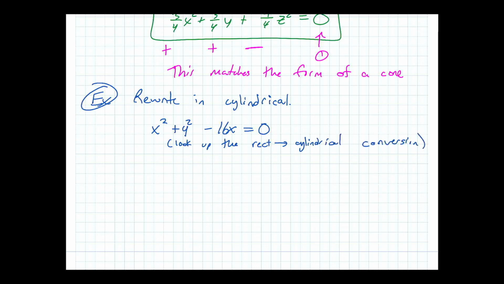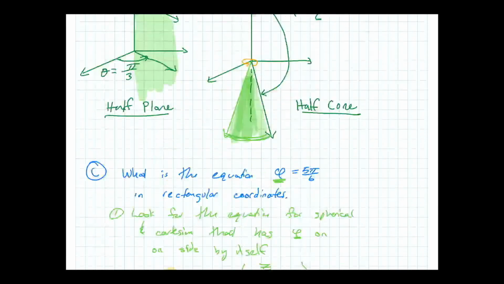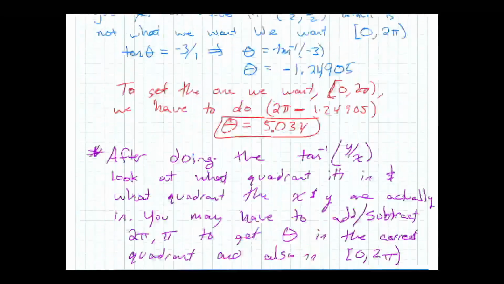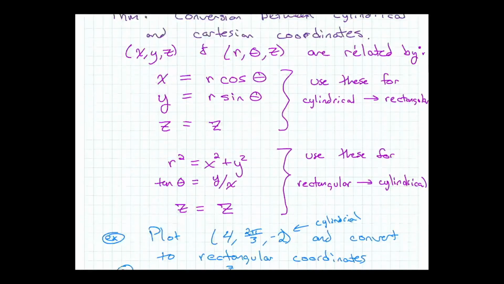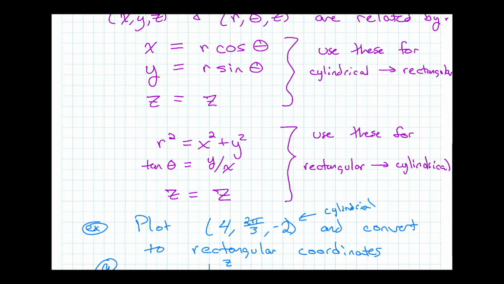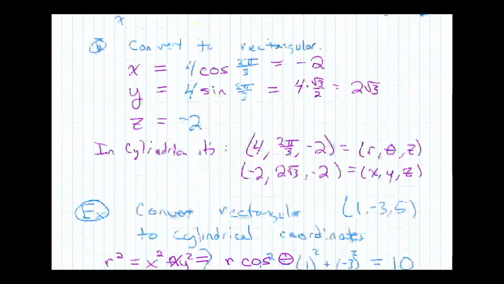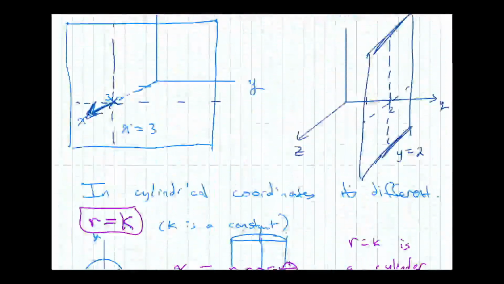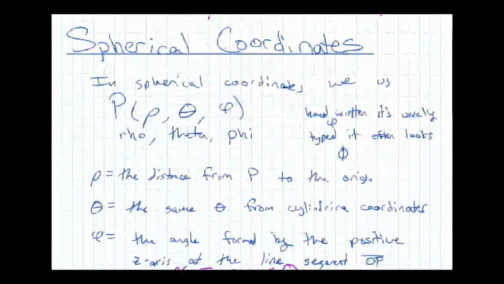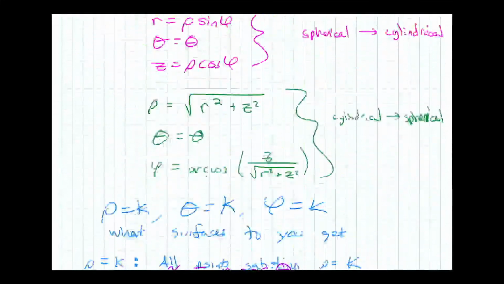So we just look up the rectangular to cylindrical conversions. So we scroll way up here. Here they are. We want these, right? Actually, probably we want these. So it's kind of the opposite of what you think.